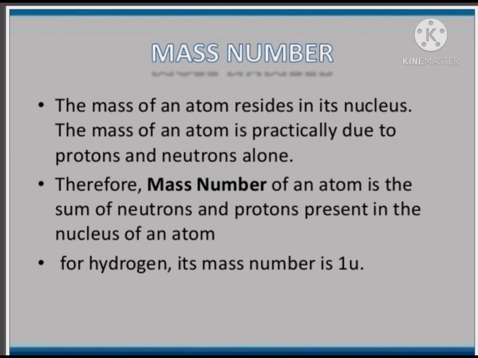The mass of an atom resides in its nucleus. The mass of an atom is practically due to protons and neutrons alone. Therefore, the mass number of an atom is the sum of neutrons and protons present in the nucleus of an atom. For hydrogen, its mass number is 1 u.